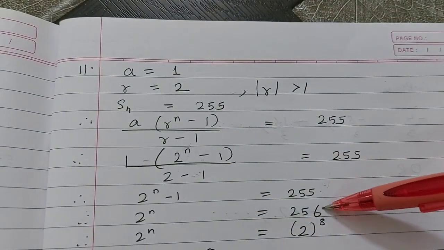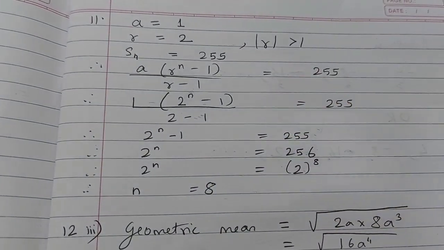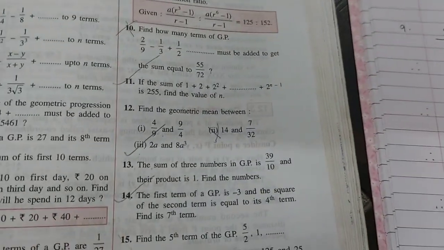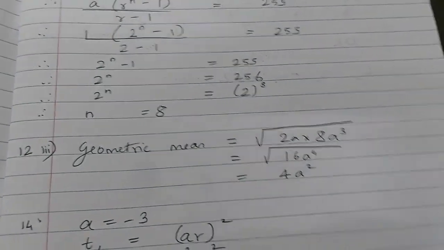Minus 1 goes and becomes plus 1. Convert this into a power of 2. Same base, so powers are equal, n is equal to 8. 8 terms. Now 12.3, find the geometric mean. Oh, that's easy. The geometric mean is always equal to the square root of the first and the third term involved, which comes out to be this.